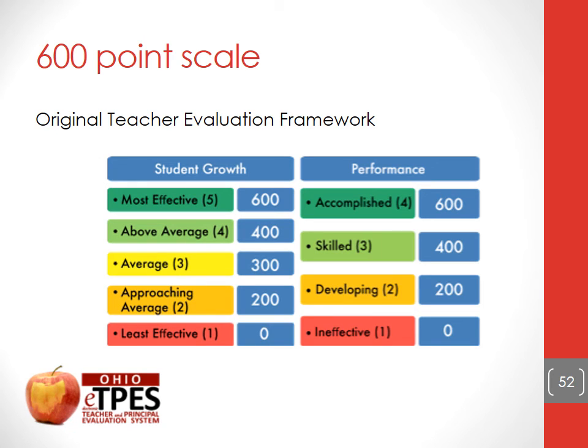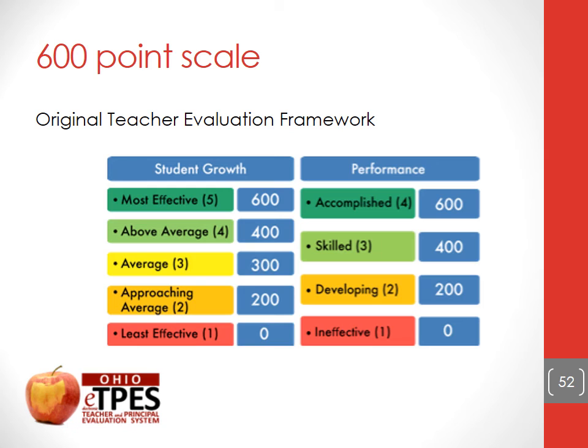Once districts have entered available student growth measure data and performance data into eTPES later this school year, the system will complete the calculations for the final summative rating. The system will convert each of the ratings to a point value based upon a 600-point scale.